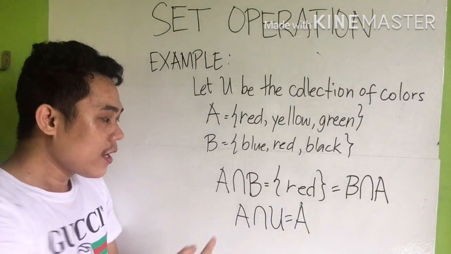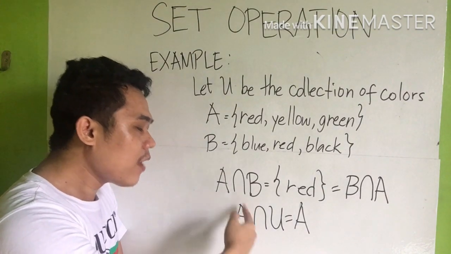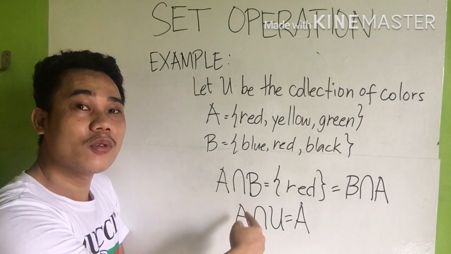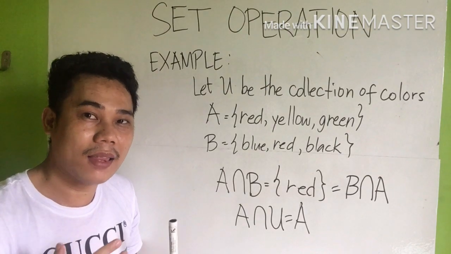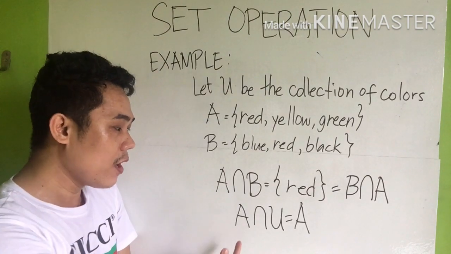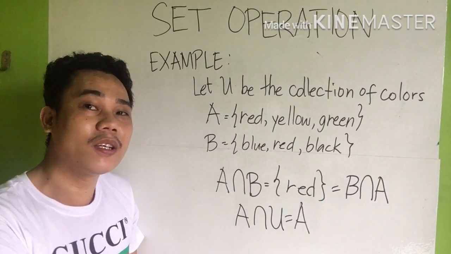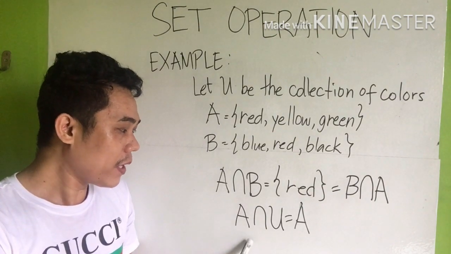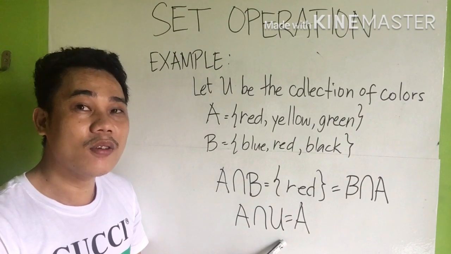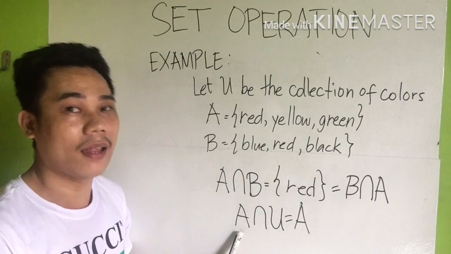So, in general, kahit anong set, kapag i-intersect mo sa universal, ang sagot will be the set A. Compare dun sa union, pag ang A, i-union mo sa universal, the answer is the universal set. Pero pag intersection na, under sa universal set, ang sagot will be the set A.